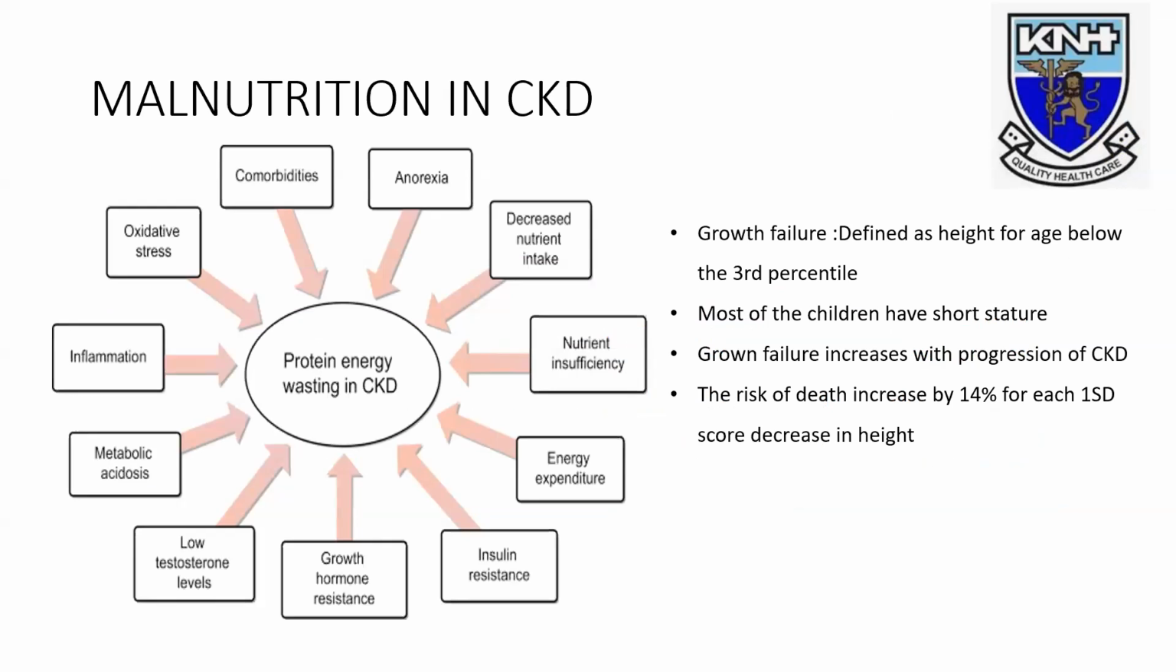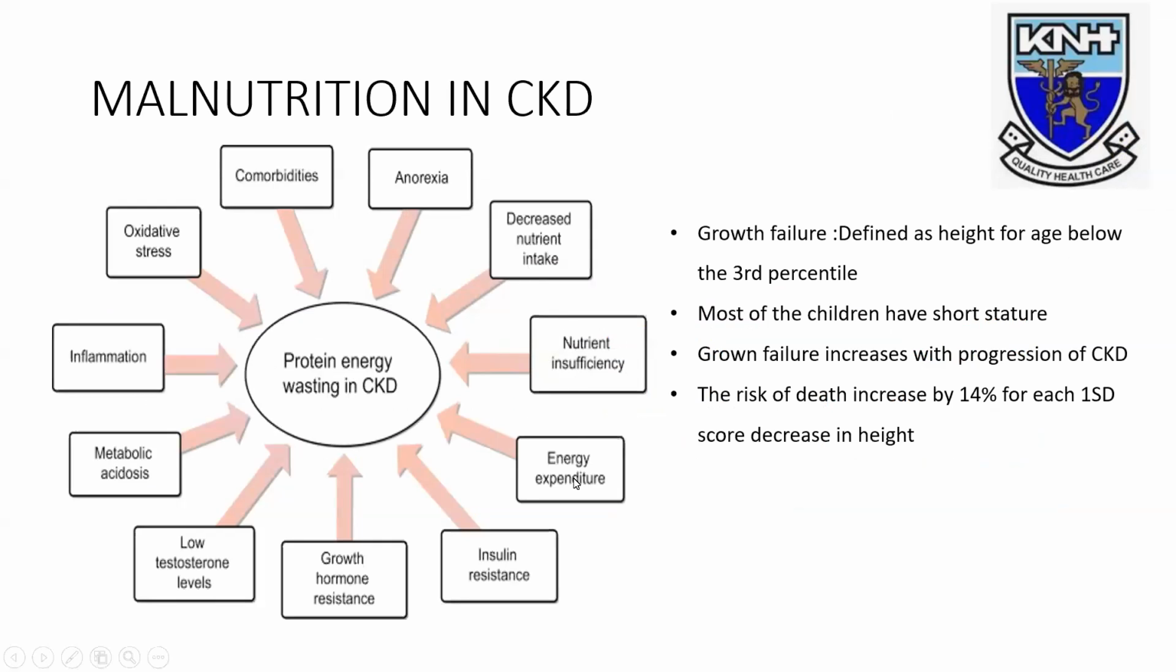So we look now at nutrition. Here we talk about protein energy wasting in chronic kidney disease, or stunting. Where you have the comorbidity, which is chronic kidney disease, and you have dialysis, where you remove the nutrients by the machines. The child will have anorexia connected to the uremia. You have a decrease in nutrient intake because of the fluid overload, or maybe nutrient insufficiency because of poverty.